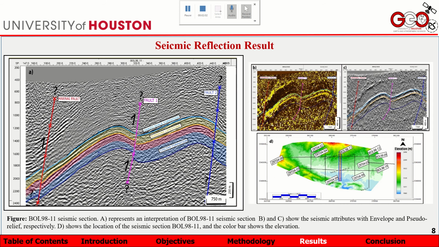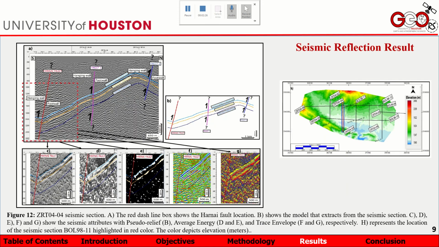So this is my seismic reflection result. As you can see, I have a bunch of seismic lines, and one of them shows the Hanai fault. On the seismic line, I can see there are two faults. Between these two faults, there is compression, and the Hanai fault has a thrust component, which I can understand from the seismic lines. So this is another seismic line. I can see the thrust component of the Hanai fault here.